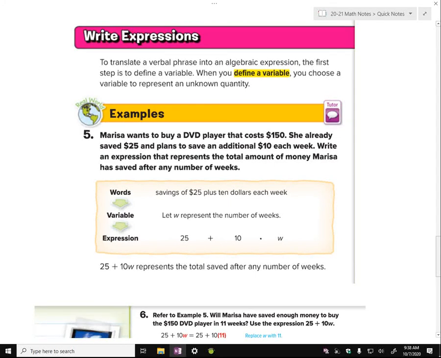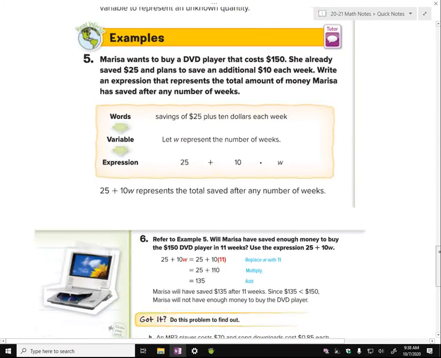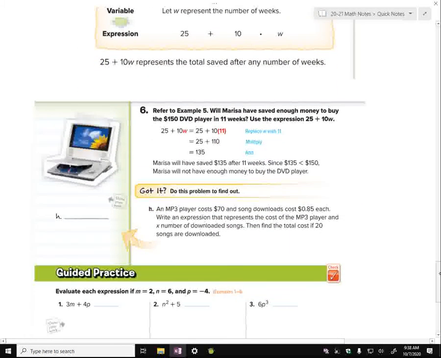She has her original 25. She's doing 10 per week. So 10 each week, to eventually get to 150. So it's 25 plus 10W, where W represents her total number of weeks.